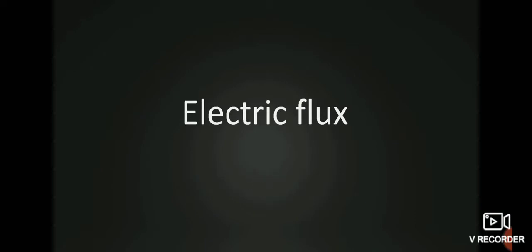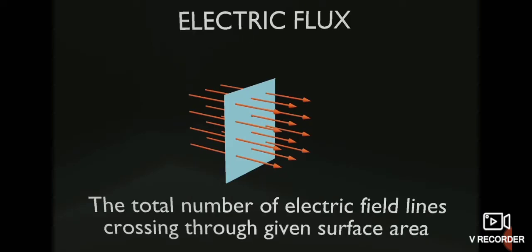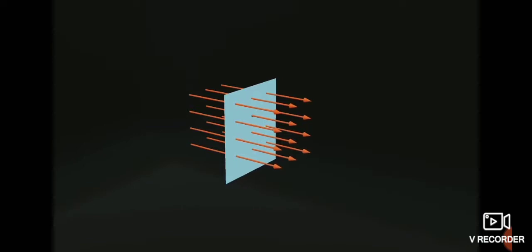Electric flux and Gauss law, in this video. First we will see about the electric flux. Consider the surface. Here the electric flux is defined as the total number of electric field lines crossing through a given surface area. Total number of electric field lines crossing through a given surface area is known as electric flux.